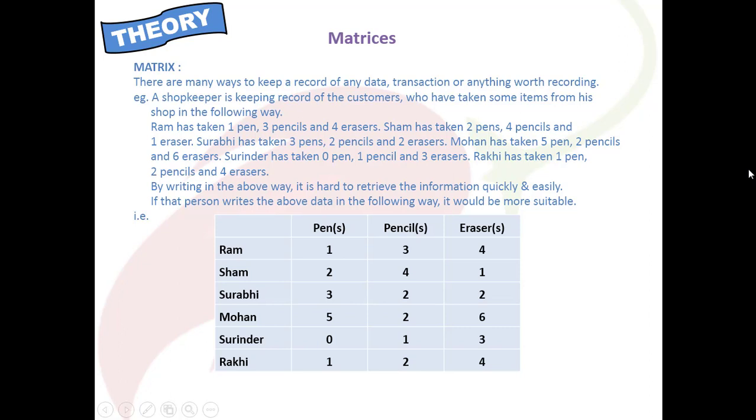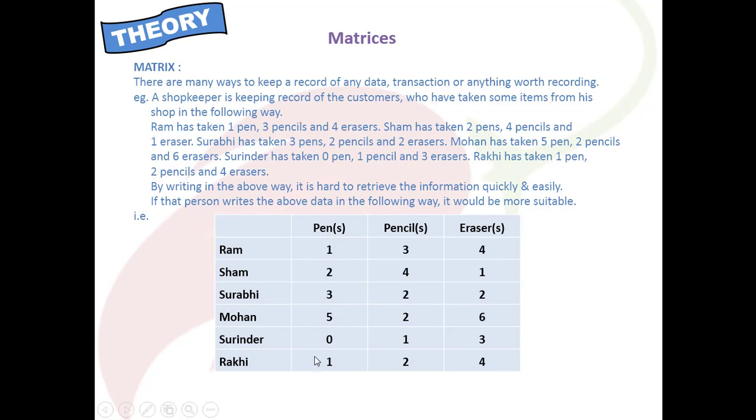Now suppose he need to retrieve the information, like Mohan has purchased what and how much. So it's easy to see that Mohan has purchased 5 pens, 2 pencils and 6 erasers. And what he has written, he could find it easily, but he could find extra information also. Like from this column, he could get that how much pens he has sold.